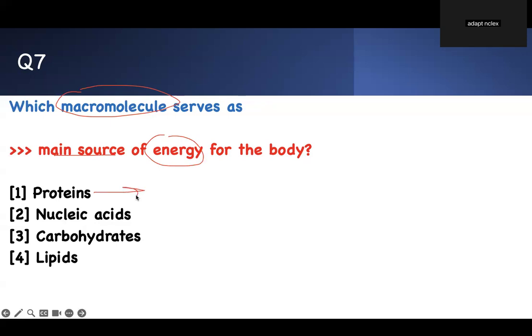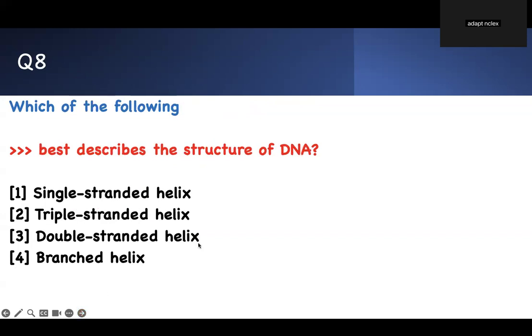Protein is our backup source. You don't break down your protein unless your main source of energy is gone. The nucleic acid contains the DNA. We don't use it for energy. Carbohydrate is our main source. Lipid is also energy, but it's less efficient. We don't use it that much unless you're starving yourself. Then you break down your fat. But your carbohydrate is the main source. So number 3 is your right answer. As I'm answering the question, you see how I'm trying to use content and test-taking strategy.